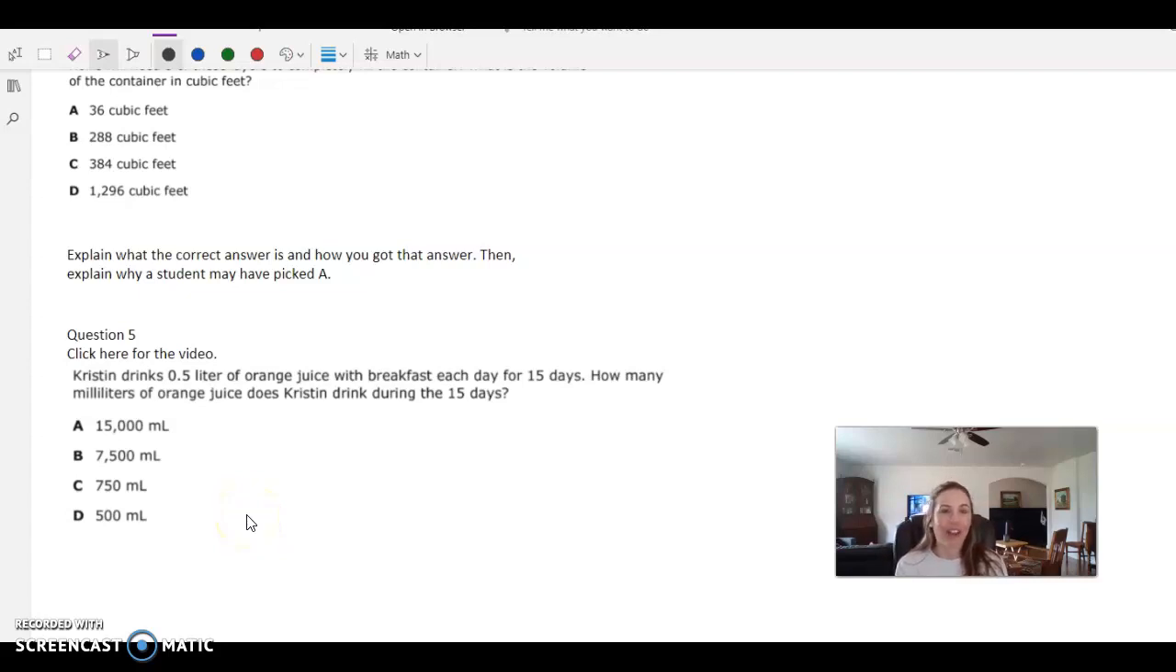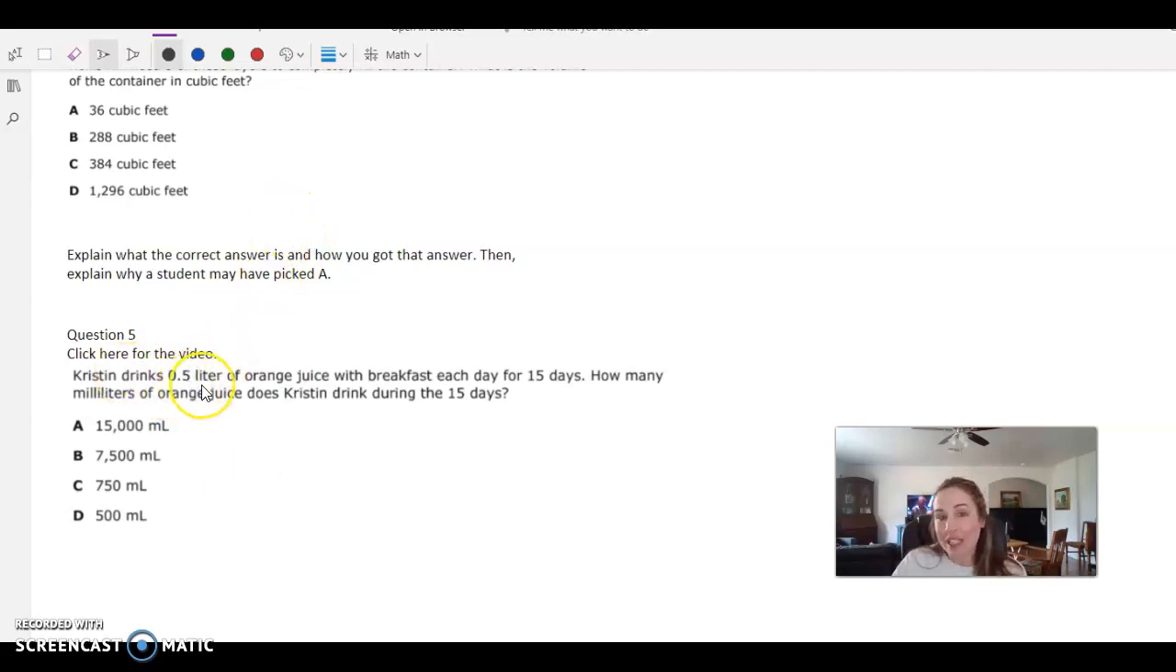Okay, here is our final question of the day. Kristen drinks 5/10 liter of orange juice with breakfast each day for 15 days. How many milliliters of orange juice does Kristen drink during the 15 days? That is the big key to this question.